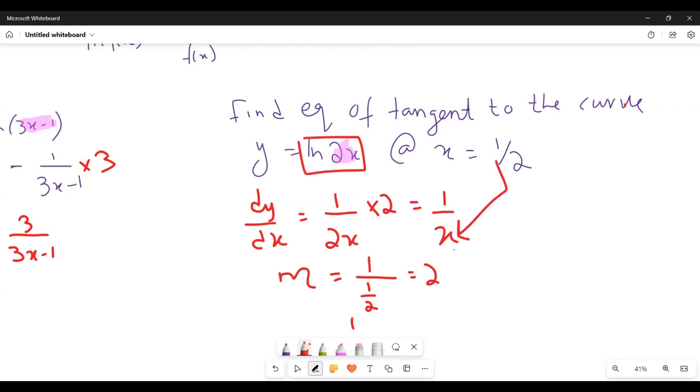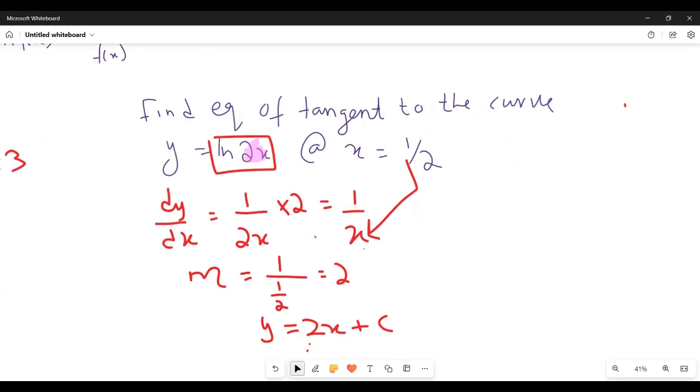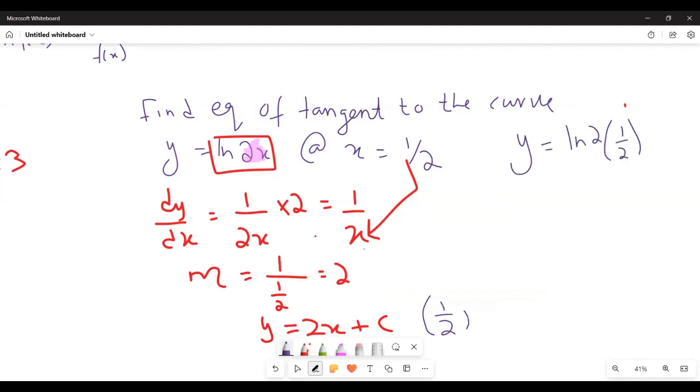So now y equals 2x plus c would be the equation of the tangent, but we need to state the value of c. For that, I need an x comma y. The x is half and the y would be, substituting half in the given equation, ln 2 into half, which is ln 1, and ln 1 is actually 0. So it's going to be half comma 0.